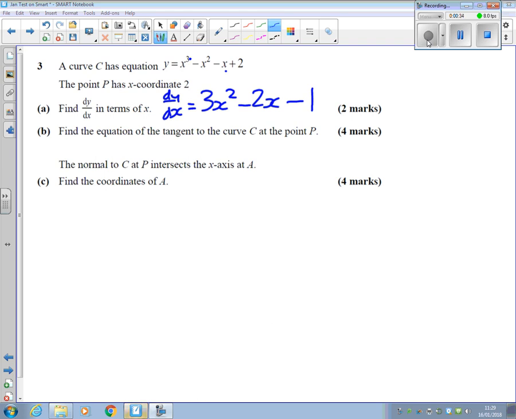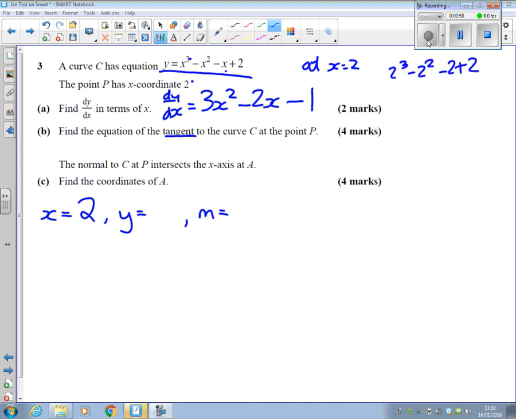Now if we need the tangent of this, we need 3 pieces of information. We need the x number, we need the y number, and we need the gradient. The x number we're being told is 2. And the y number, well, to find out what the y number is, we throw it into this equation here. We put what happens at x equals 2, we've got 2 cubed minus 2 squared minus 2 plus 2. And that works out to be 4. You get a mark for that, just throwing in a number to find out that the y number is 4.